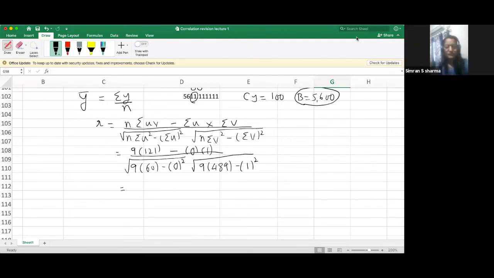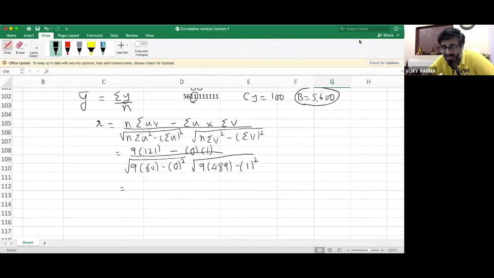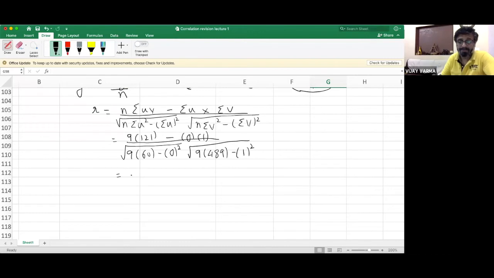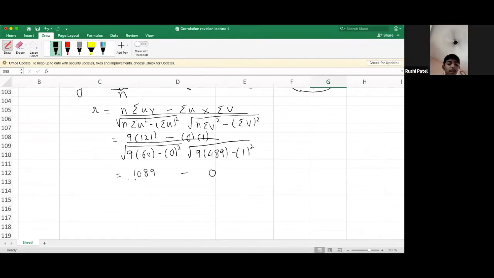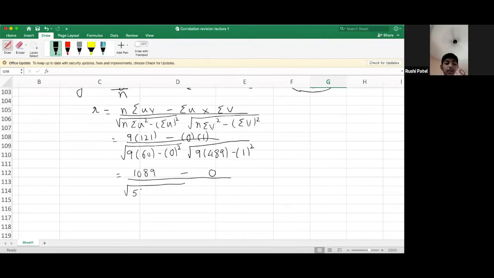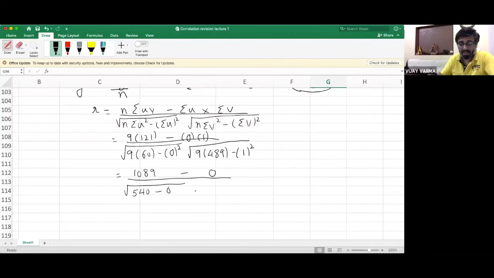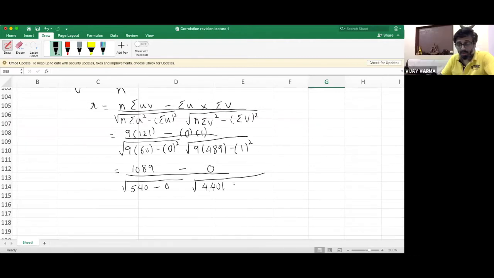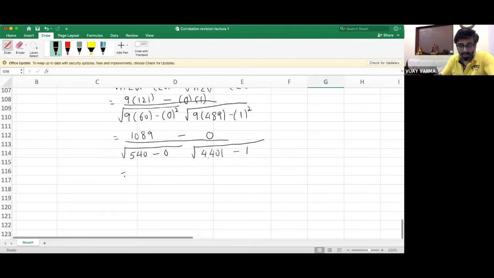Anyone who is still writing this? Okay. Rushi Patel, unmute yourself. Tell me 9 into 121. 1089. 1089 minus 0 into 1, that is 0. Upon square root of 9 into 60, 540 minus 0 square, which is 0, into square root of 9 into 489, 4401 minus 1 square, which is again 1. Very good. Mute yourself.